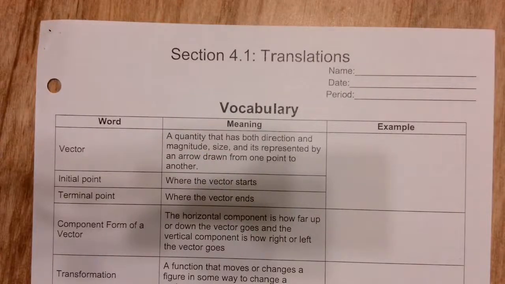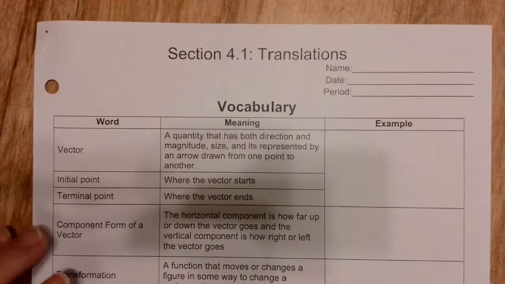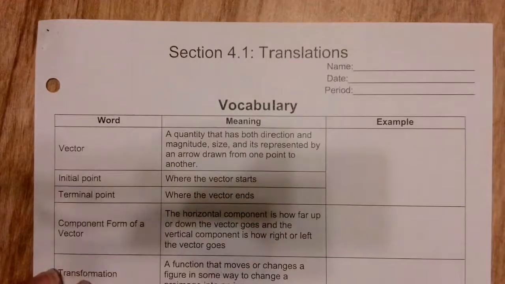Section 4.1, translations. So chapter 4 is very kind of artistic in what we're learning. It feels maybe a little less math-like and more art. So the first vocab word is a vector, and it is a quantity with direction and size.